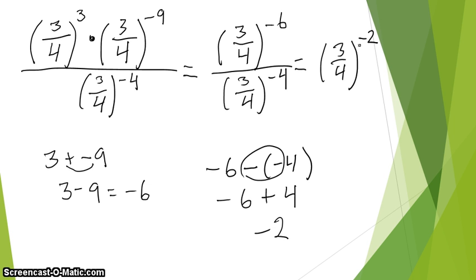Now, since I have this negative here, what can I do to get rid of my negative? Well, I'll just simply flip it around. So I'm going to have 4 over 3 to the second. And that's it. You're done. So that will be it.